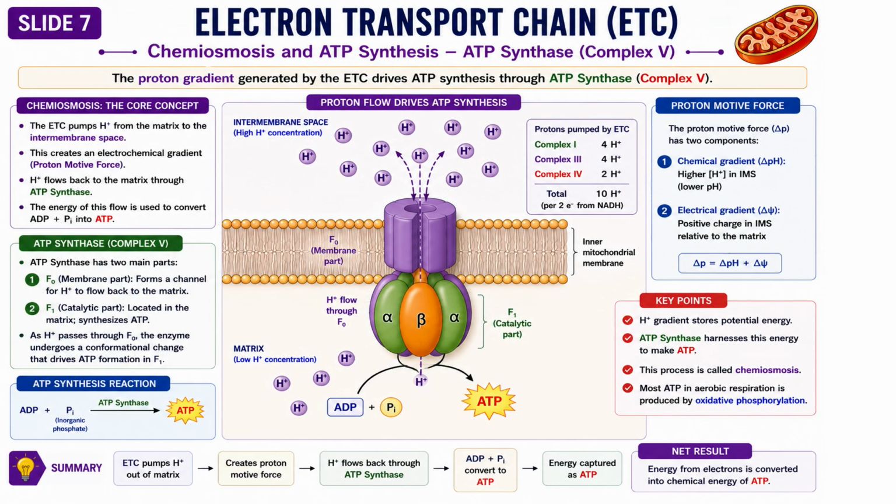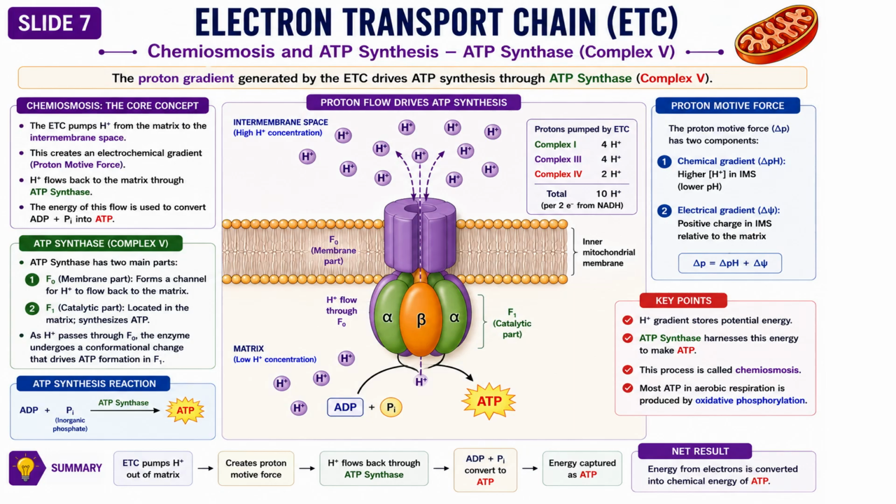Chemiosmosis and ATP synthesis. Chemiosmosis is the process by which the proton gradient generated by the electron transport chain, ETC, is used to produce ATP. It occurs across the inner mitochondrial membrane during oxidative phosphorylation.